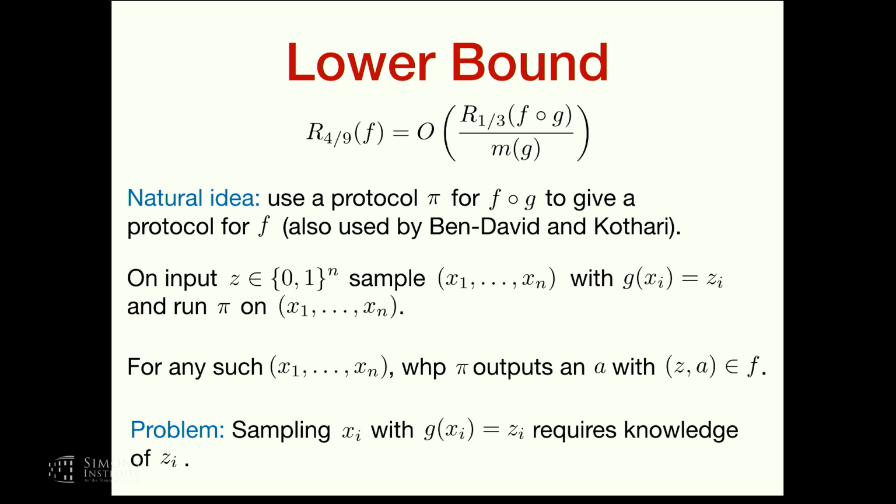Okay, so we actually think about the lower bound again as an upper bound, as designing an algorithm. So we basically start off with the protocol for F composed with G, and we use this protocol in order to give a protocol for F. It's always nice when you can turn a lower bound into an upper bound.